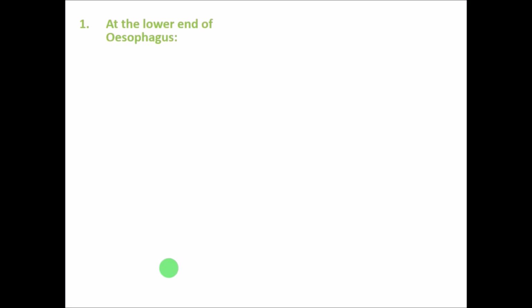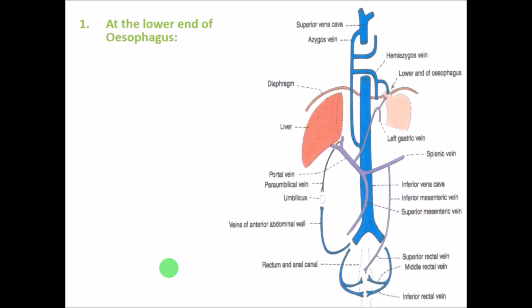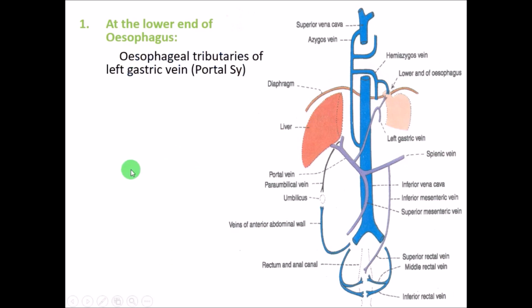To begin with, at the lower end of the esophagus, what are the veins which will communicate with each other? One is the esophageal tributaries of the left gastric vein. So here is the stomach, this is the left gastric vein, which will be draining the lower part of the esophagus, and it will be draining into the portal vein.